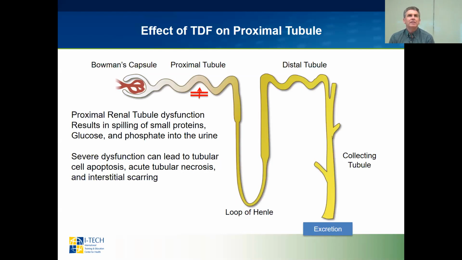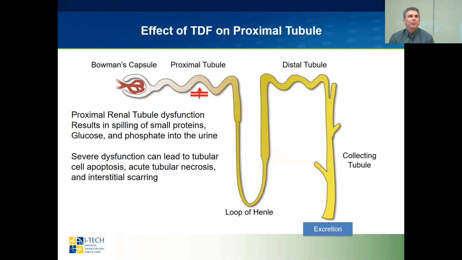So tenofovir has its impact on the kidney at the area of the proximal tubule. This is a diagram of the nephron, the key working unit of the kidney. What tenofovir can do in certain individuals is cause the proximal tubular cells to malfunction. And the proximal tubular cells are important for resorbing quite a few compounds from the urine back into the bloodstream, specifically certain small proteins, glucose, phosphate, uric acid, vitamin D.